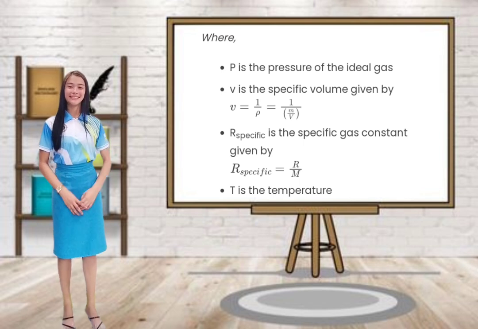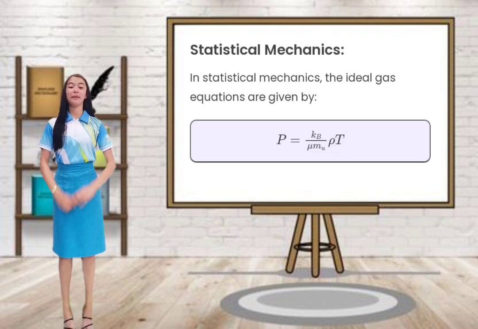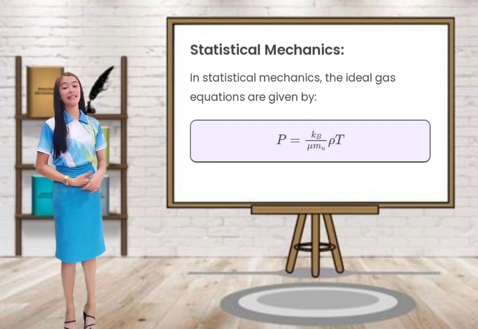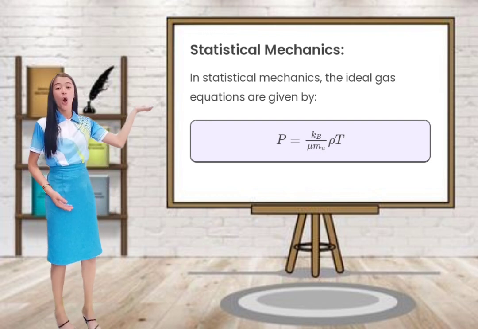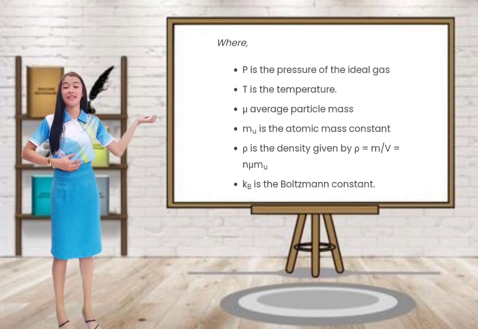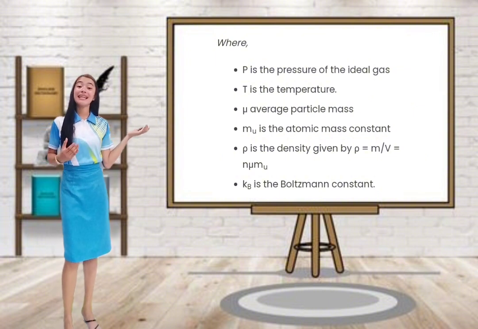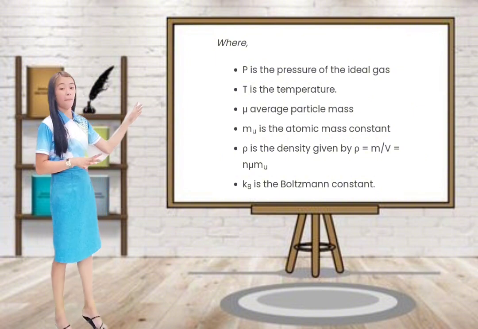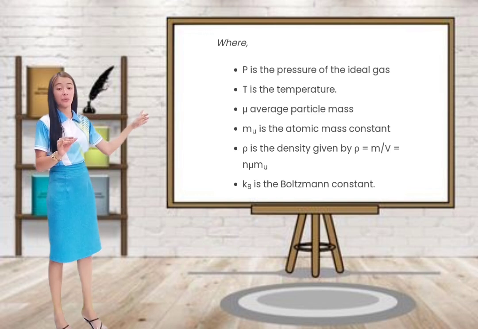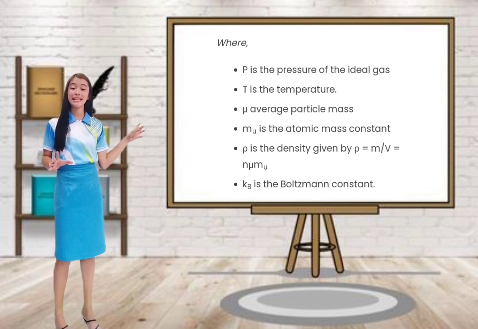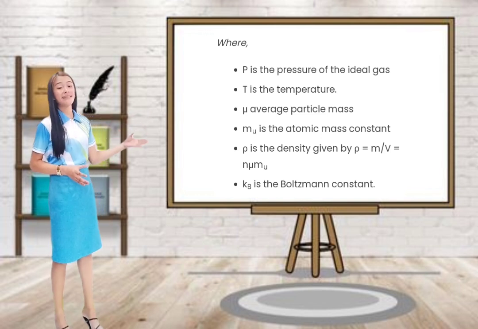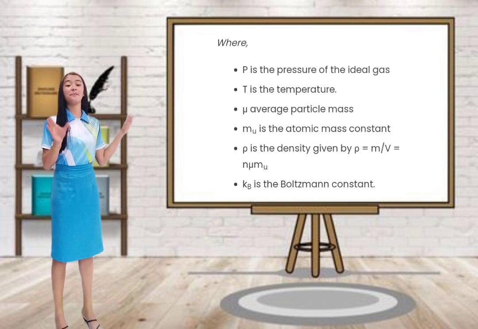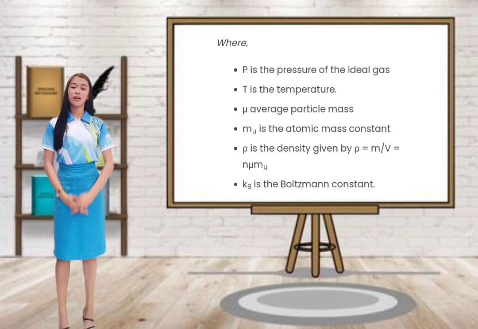And lastly, in statistical mechanics, the equation is given by this, where P is the pressure of the ideal gas, T is the temperature, m is the average particle mass, mu is the atomic mass constant, rho is the density, and k sub B is the Boltzmann constant.